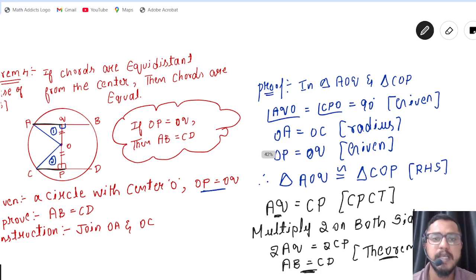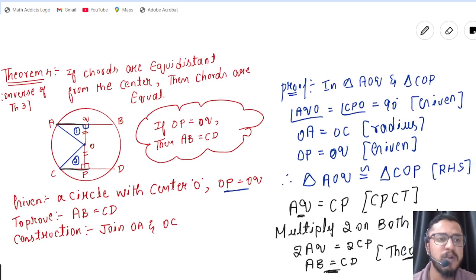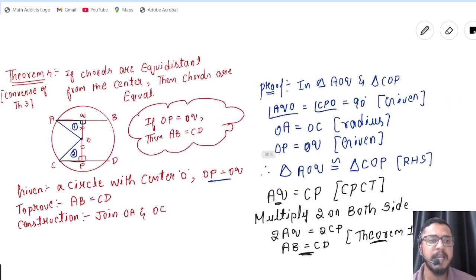I hope these two theorems are also clear. Just make a note of the entire theorem and practice it once or twice, then you will get clarity. Is that clear?